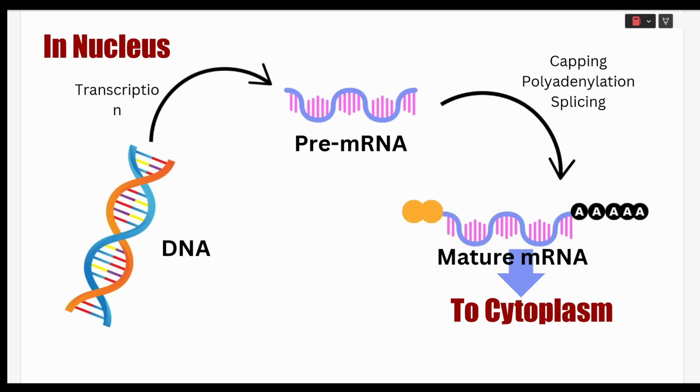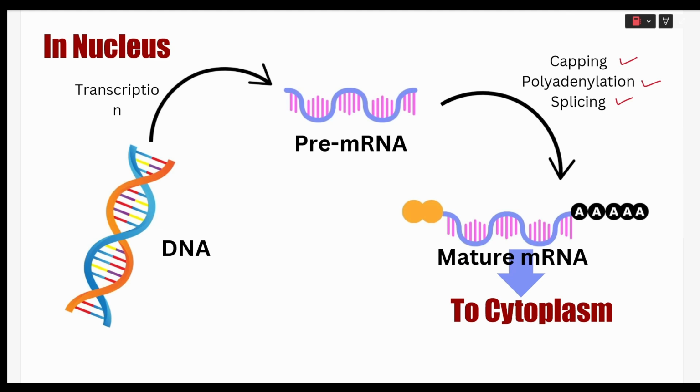We will be focusing on RNA processing. Some parts of the RNA processing we had already done. For example, we are done with capping and the polyadenylation. We are done with them in the previous video. In this video, we will be mainly focusing on RNA splicing as well as RNA editing.